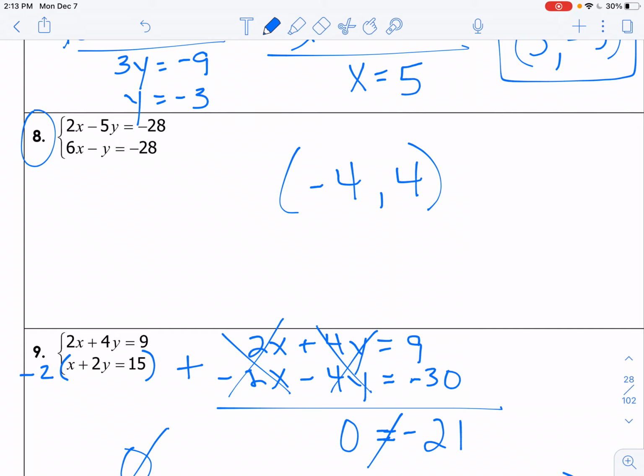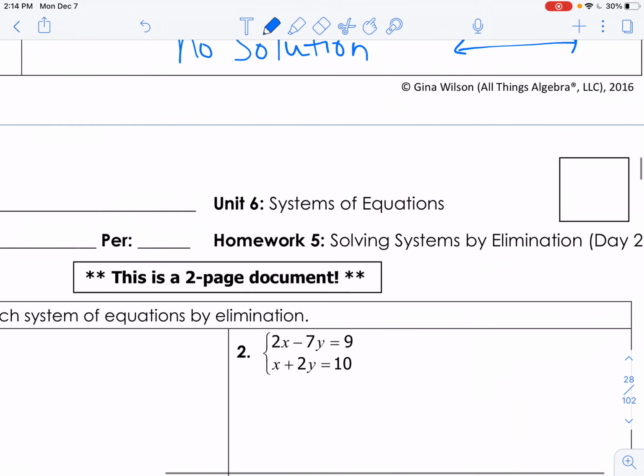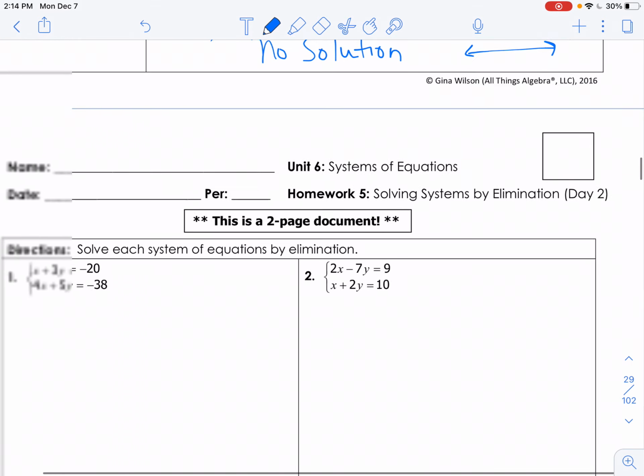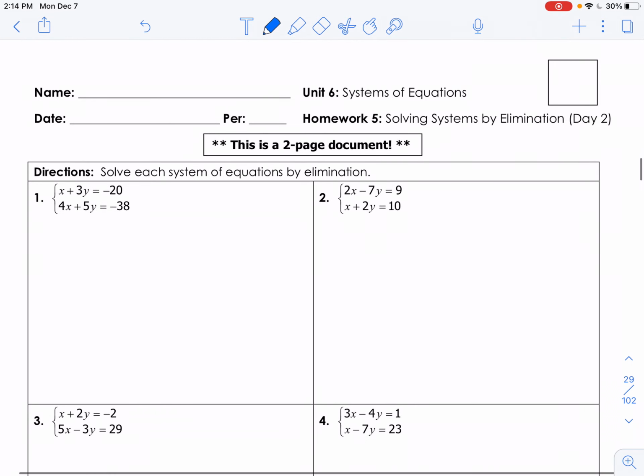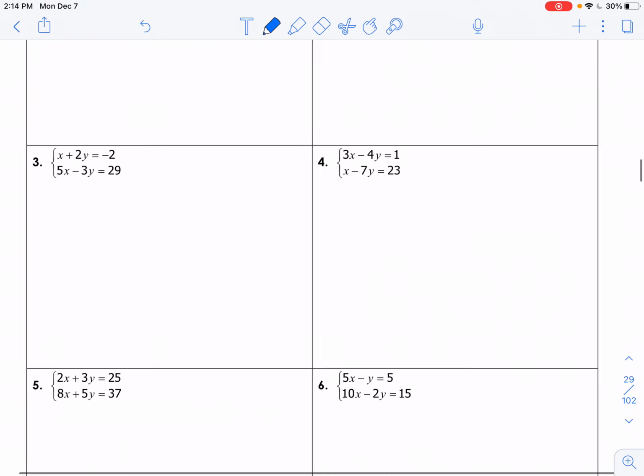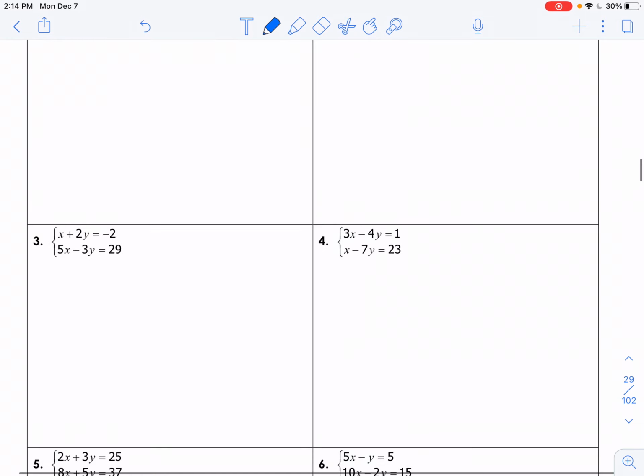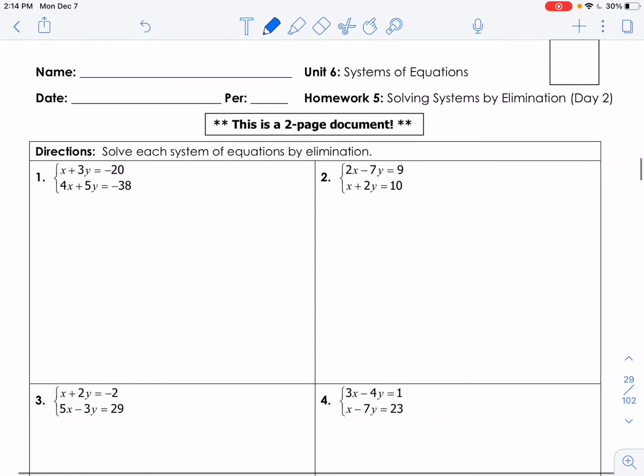All right, very good. So that's today's lesson on elimination by multiplication. You're making one of the equations equivalent so that you can eliminate one of the variables. I'm going to have you guys do your homework problems. So your homework should be in that packet. It looks like this. Solving Systems by Elimination Day 2. I'm just going to have you guys do 1 through 6 on the front. Okay, 1 through 6. I think that'll be enough practice to get that down. So that will be your homework for tonight.